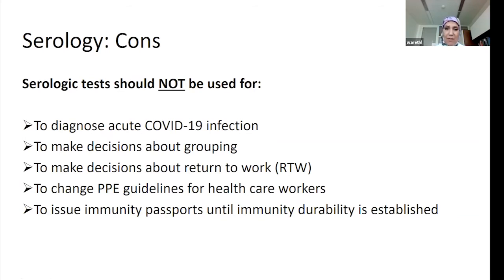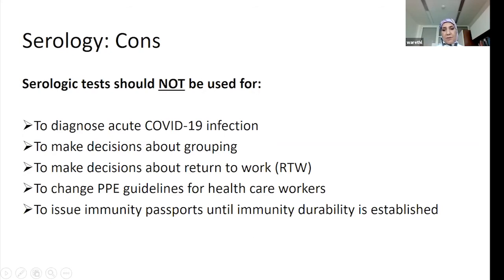It should not be used to make decisions about groups. So you should not say, oh, all these people are antibody positive, they can live together, or they can all work together. It should not be used at this point in time to make decisions about return to work, or to change PPE guidelines. And lastly, you should not use it for immunity passports until we know more about the durability of immunity from these antibodies.